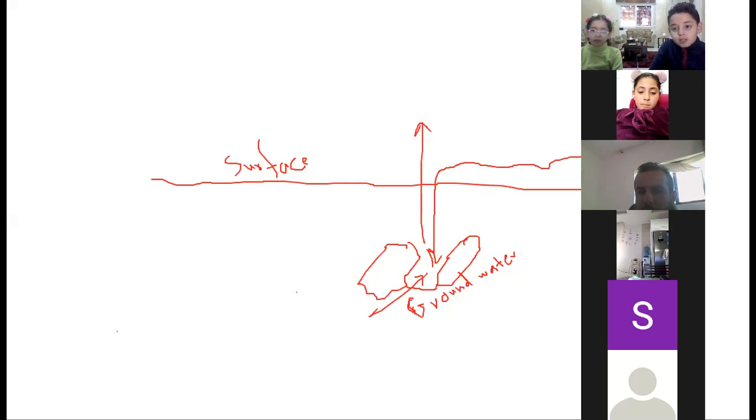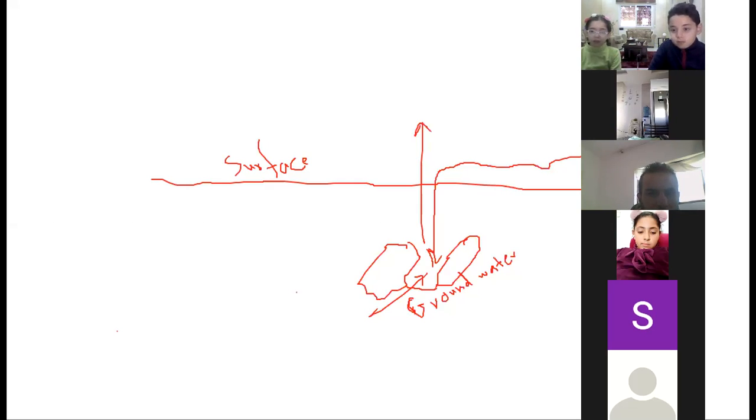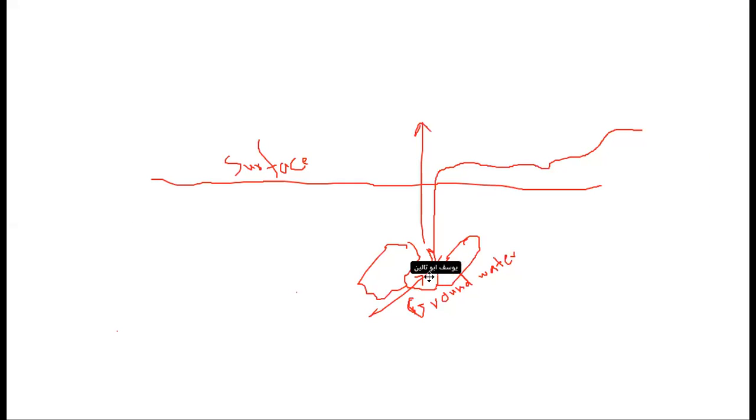Is there anyone who has a comment or a question? So an aquifer is the place where the groundwater collects.